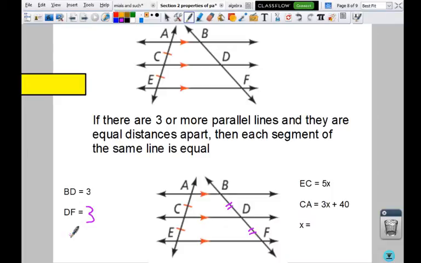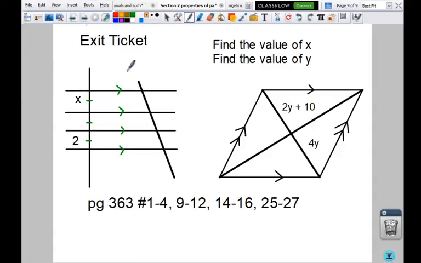And if I know that, the other part's not that helpful because it's just like what we did. So if we have 3 or more parallel lines, I'm not going to spend a whole lot of time on this one because it's not as important as the other. But as long as you know they're equal distances apart, each piece between the parallel lines is going to equal the other piece. So this piece is going to be congruent to this piece with this piece. So you just set them equal to each other like you did before. That's all. I think there's like one problem on your homework and on your exit ticket. It's not very much.